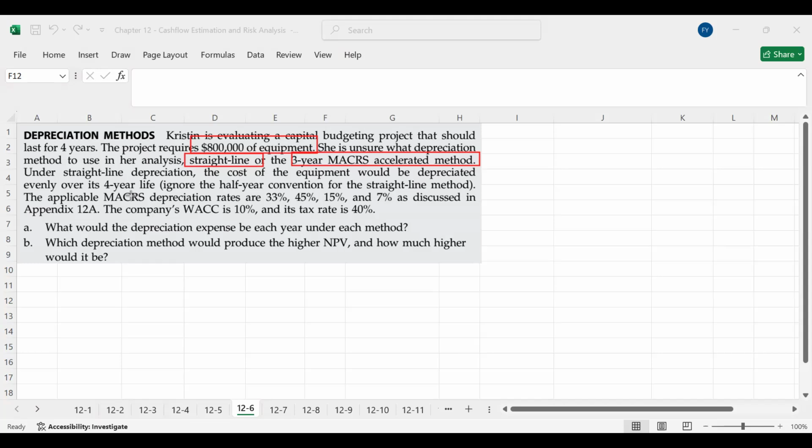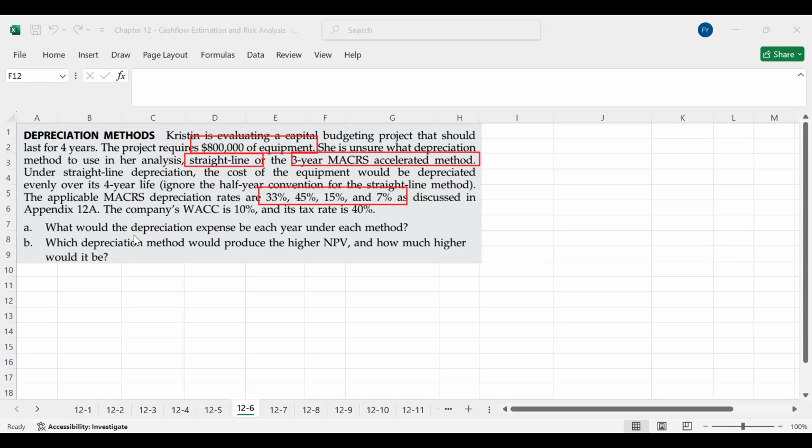So here we have two different methods, and the depreciation rates under MACRS are given, which are 33% for the first year, 45% for the second year, 15% for the third year, and 7% for the fourth year. Then the company's WACC, or weighted average cost of capital, is 10%, which we are going to use when we convert it into net present value. The tax rate is 40%.